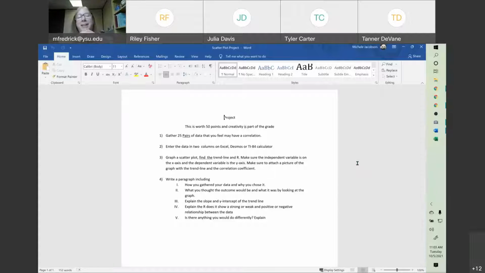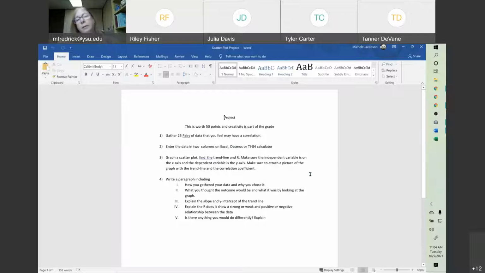I'm sorry about that. So you want to gather 25 pairs of data. And when you're gathering it, if what you had sent in for the homework is just not working the way you want it to and you want to change it, that's fine. You don't have to ask me, or if you want to ask me if it'll work, that's fine. But you can change. Enter the data in 2 columns. It's up to you if you use Excel, Desmos, TI-84, or any other means that will get you a scatter plot, a trend line, and an R squared.